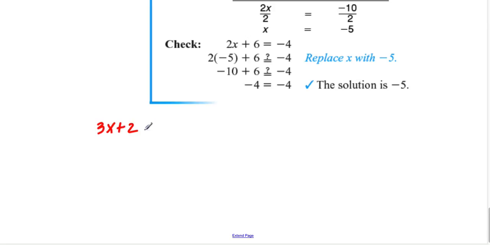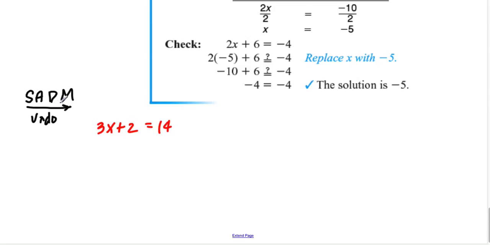is equal to 14. Again, we want to solve for x. That means we need to isolate x, and we need to work backwards. That means opposite of the order of operations. So we undo, by subtracting and adding first before dividing and multiplying.